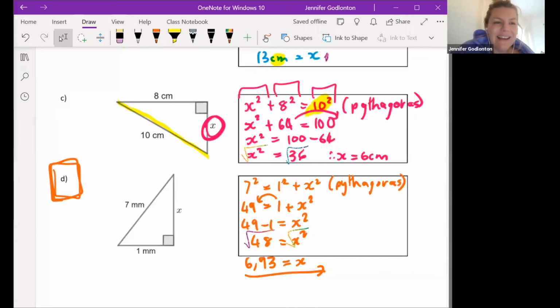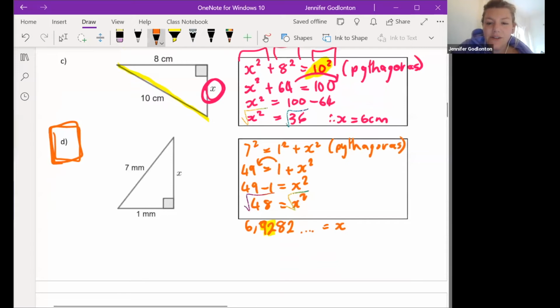Okay, so if we were looking at this, guys, as a decimal, we would have 6, 9, 2, 8, 2, blah, blah, blah, okay? And if we wanted it to go to 2 decimal places, then we only care about these two. But that 8 that is sitting next to the 2 is going to make the 2 go up. So our final answer is going to be 6,93. Then we need to be careful with our units. We're working in millimeters. So we're going to say x is equal to 6,93 millimeters. And that would be our final answer.